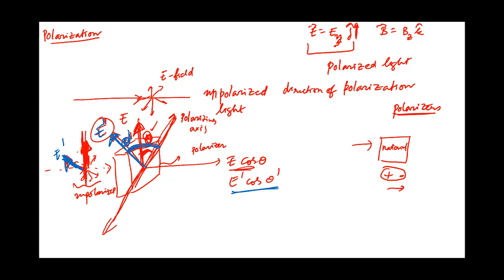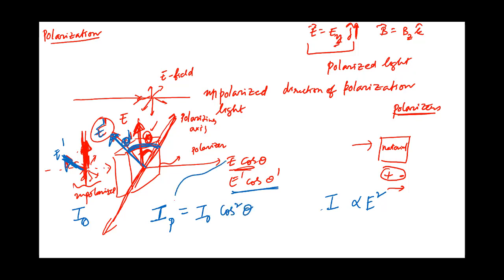And as we have seen before, intensity of light is proportional to the electric field squared, right? So if the intensity of light before the polarizer is I naught, and after polarization let's call it IP, then IP is equal to I naught cosine square theta.